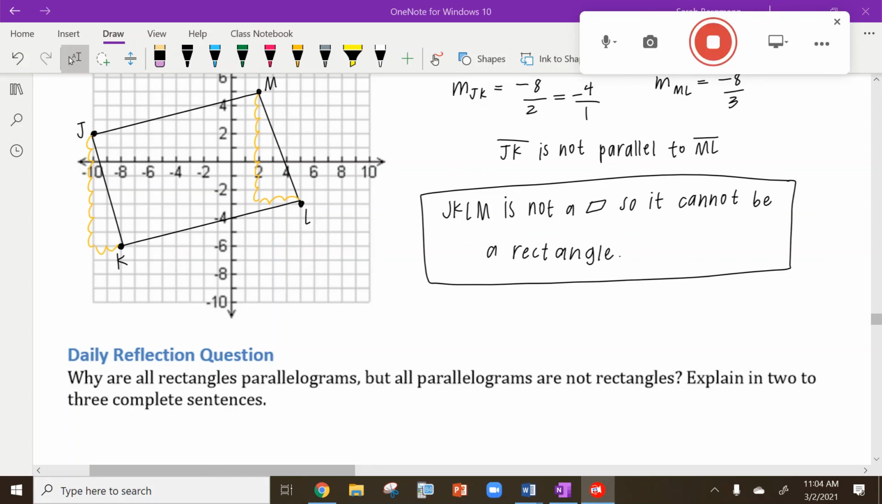Finally, I want you to reflect on this question. Why are all rectangles parallelograms, but all parallelograms are not rectangles? Please explain in 2 to 3 complete sentences.